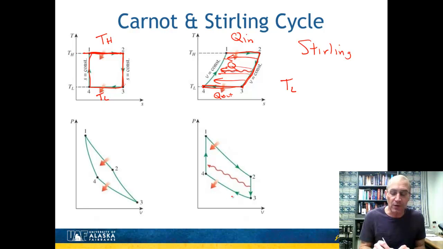Here I show the same Stirling cycle on a PV diagram, and here's the important step, which is the regenerator, where as the temperature drops from 2 to 3, it's actually heating the fluid as it goes up here from 4 to 1. And because, again, there's no heat transfer across finite temperature gradients, this is a completely reversible cycle. This is the Stirling cycle.